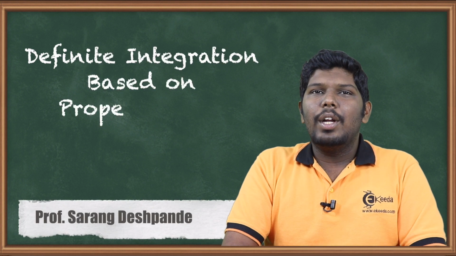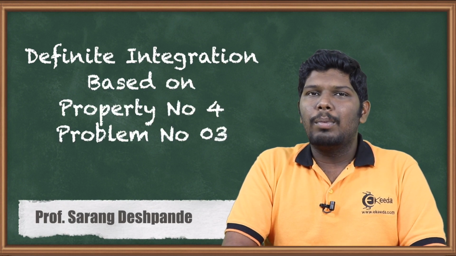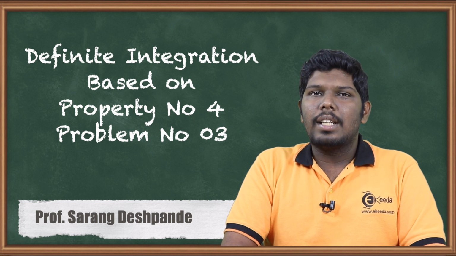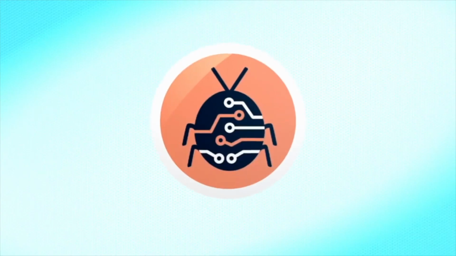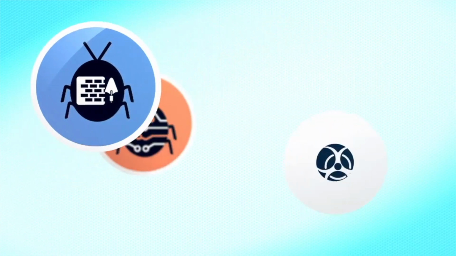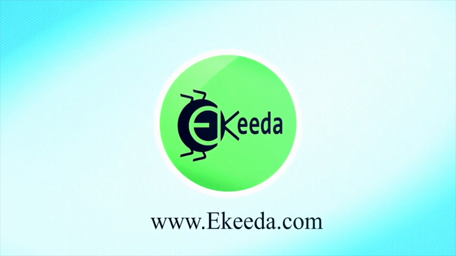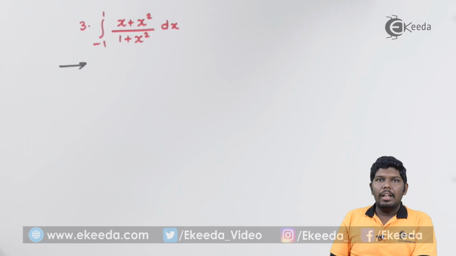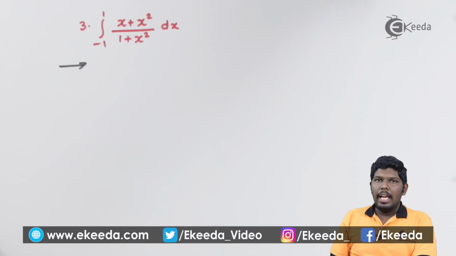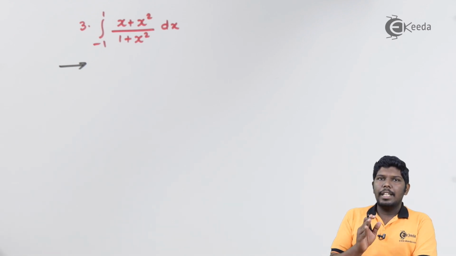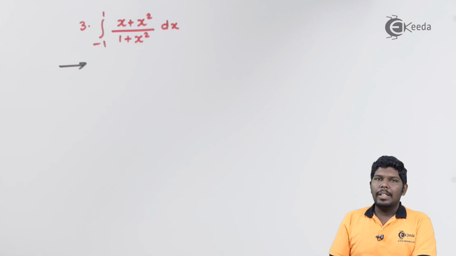Hello friends, in this video we are going to continue one more problem which is based on property number 4 of definite integral. So let us start with problem number 3. Integral from minus 1 to 1 of x plus x square upon 1 plus x square dx. Here you can see the limits are given in the form of minus a to plus a. Therefore, we must check whether it is an even function or an odd function.